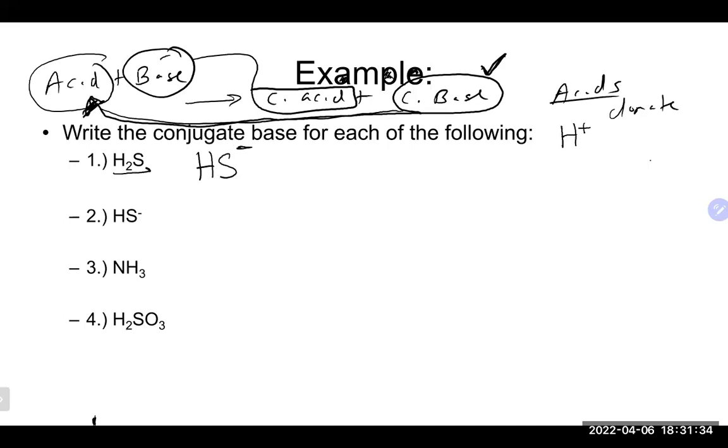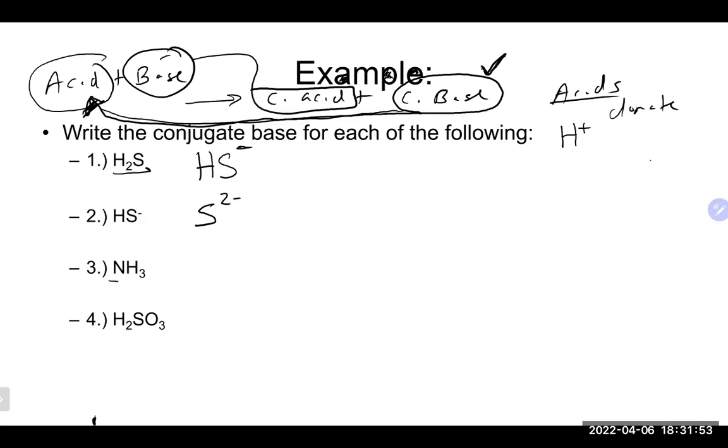Same approach for the next one. We're going to take off the H again. That will leave us an S. We also again lost the positive, so we become one more negative. In this case, we actually were -1 to start with, so one more negative would put us at -2 in this case.